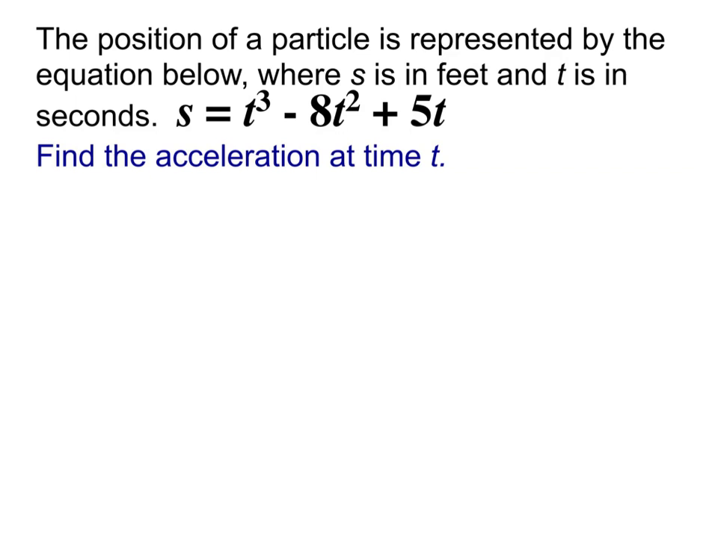Acceleration is the second derivative of position, or the derivative of velocity. And of course, remember we found the velocity equation yesterday. When we do that, you should get an answer of 6t minus 16. So that's our acceleration function.